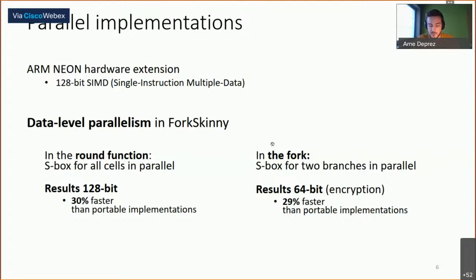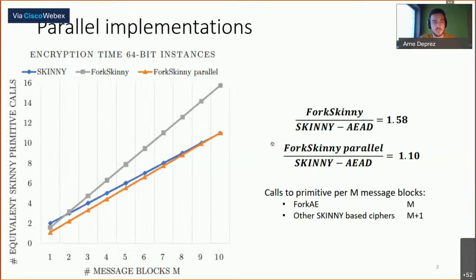We achieve a speed up of 29%. Now this seems less than not using the parallelism of the fork, but that is actually not the case. The S-box used in the 64-bit instance is a lot simpler than in the 128-bit instance. But here we really exploit the parallelism of the fork. And this is also what you can see in this figure.